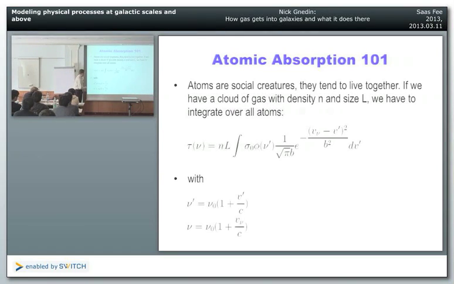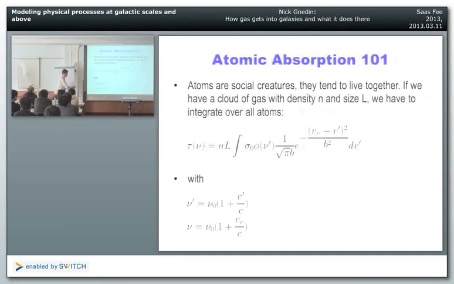This nu prime is just the frequency of the transition of an atom, which is redshifted or blueshifted by velocity v prime. So this is just the Doppler effect. Atoms move with v prime along the line of sight, and they have the frequency of this transition shifted by v prime over c.